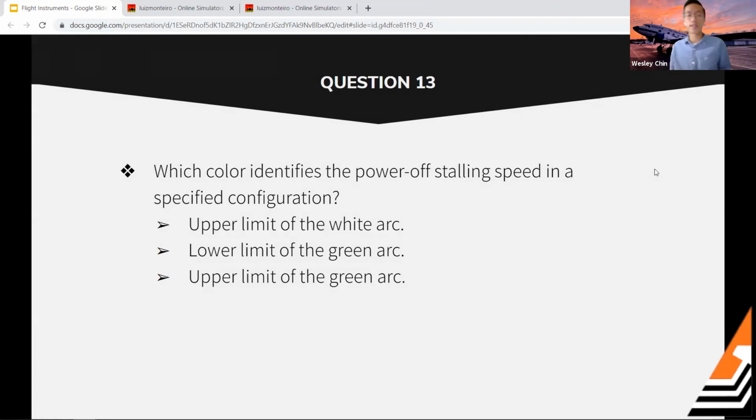All right. So airspeed indicator, which color identifies the power off stalling speed in specified configuration? Lower limit of the green arc. All right, you got it, Gab. So the lower limit of the green arc is your VS1, stall speed and specified configuration. What about VS0? What is that on the airspeed indicator? Anybody know? That's your stall speed and landing configuration. Bottom of the white arc. You got it, Andrew. Bottom of the white arc. Awesome.